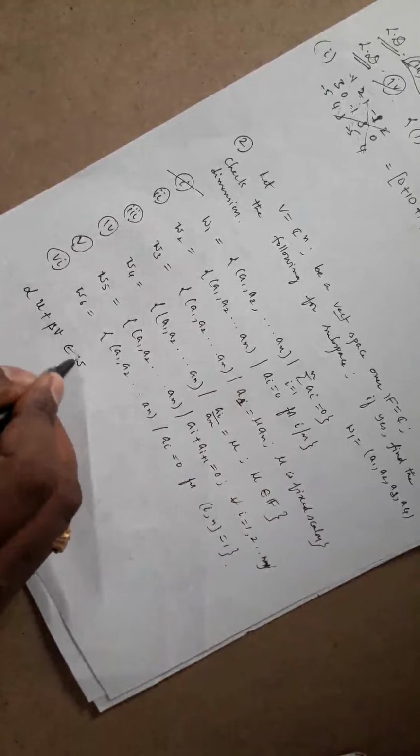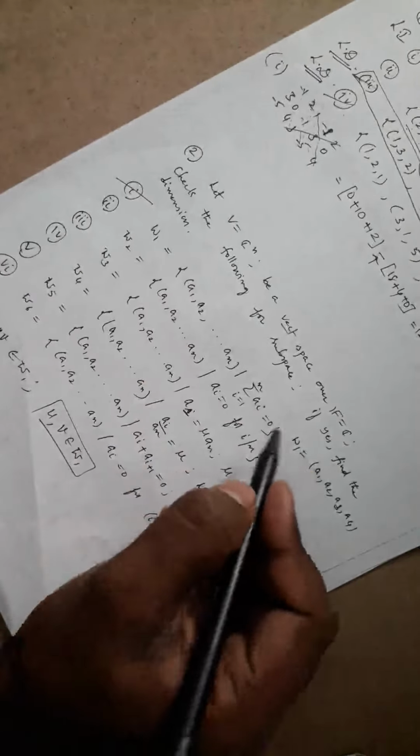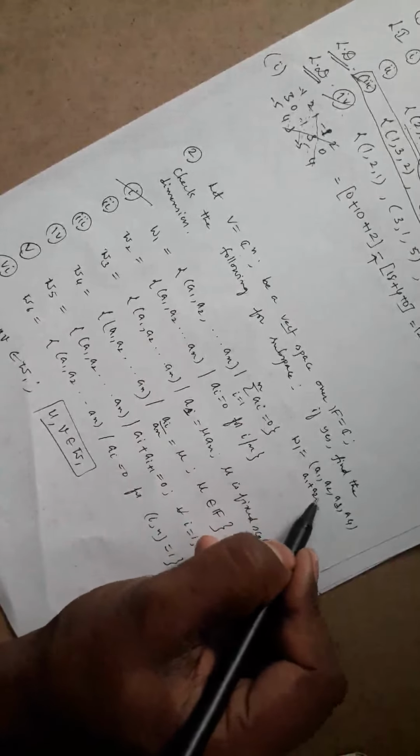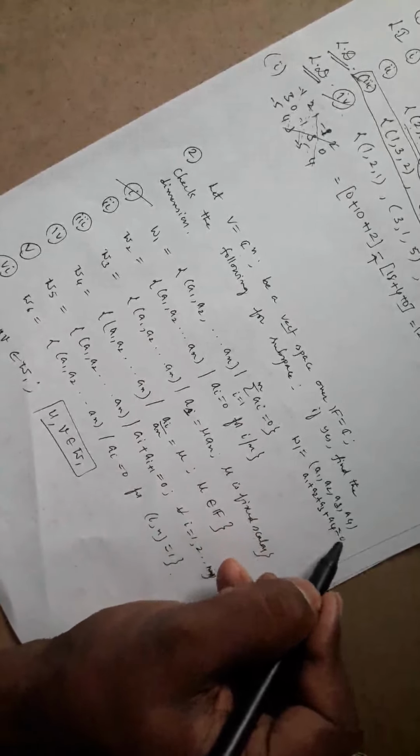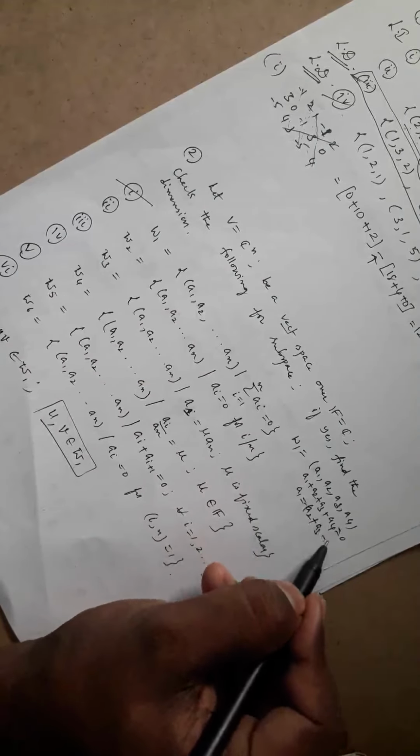So let me take n equal to 4. It will form a subspace, which you can check. Alpha into U plus beta into V will belong to W1 whenever U and V are in W1. Kindly check this. This will form a subspace. But what will be the dimension? The summation must be 0, meaning A1 plus A2 plus A3 plus A4 is 0. So A1 is minus of A2 plus A3 plus A4.